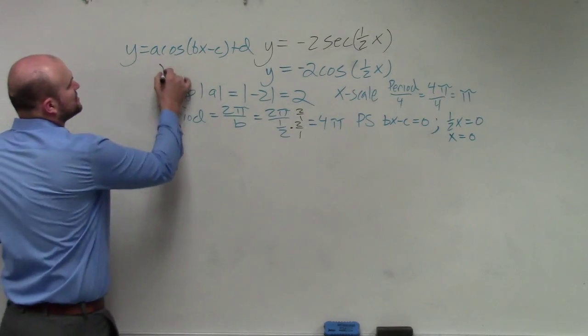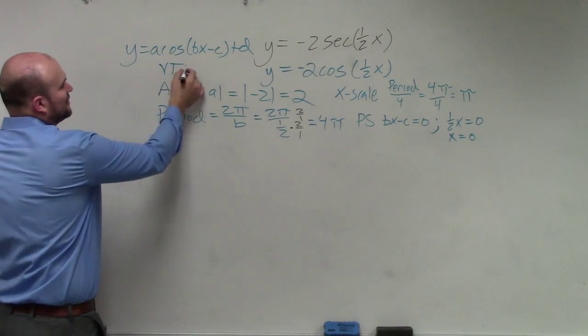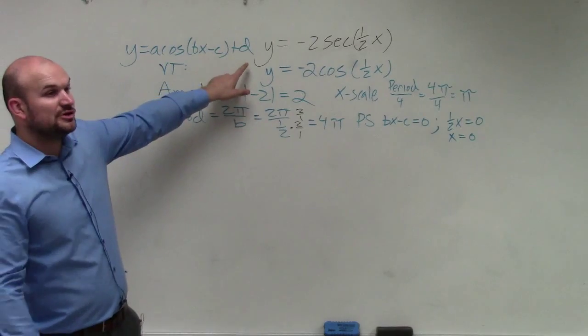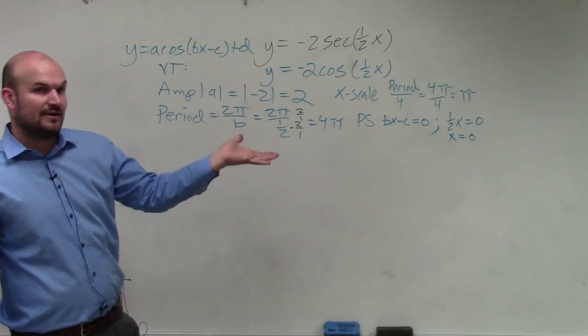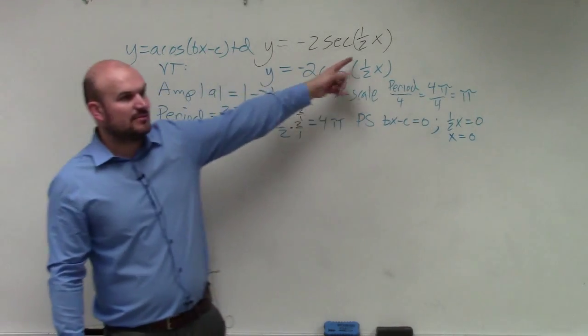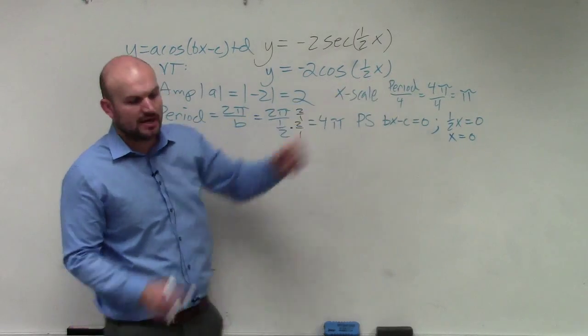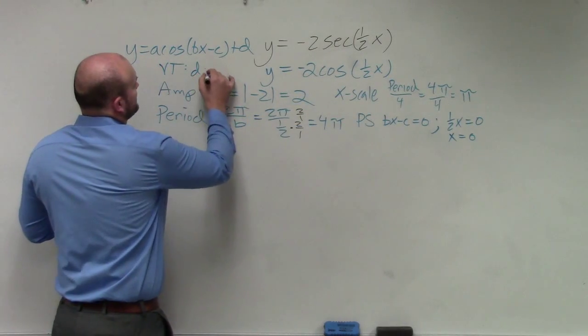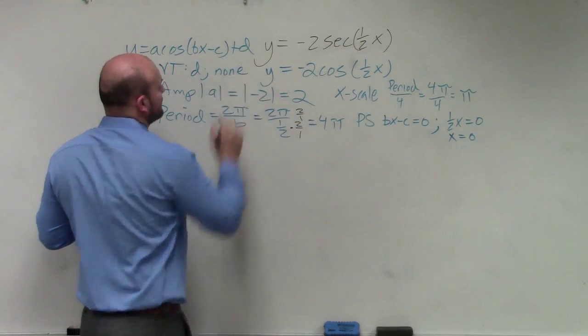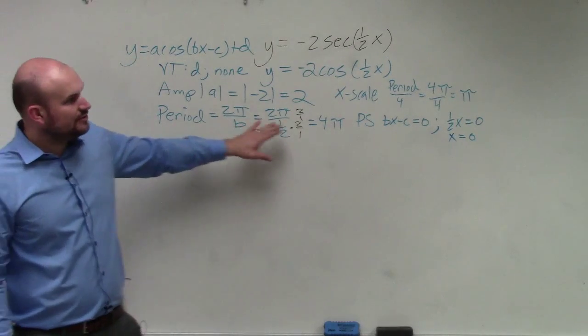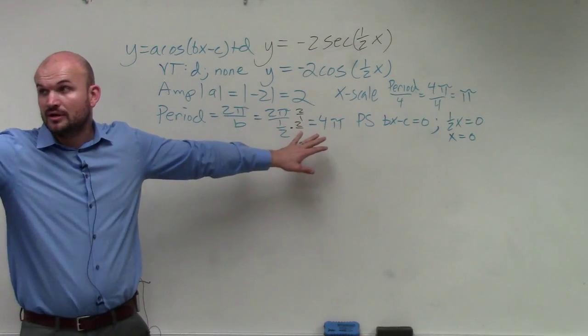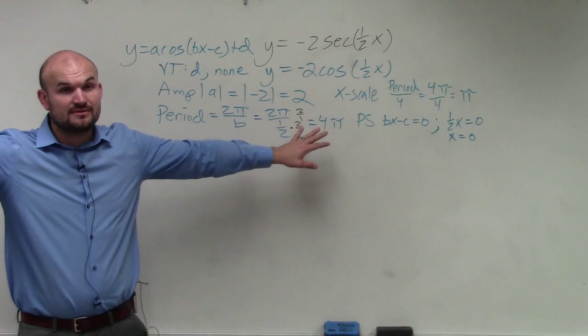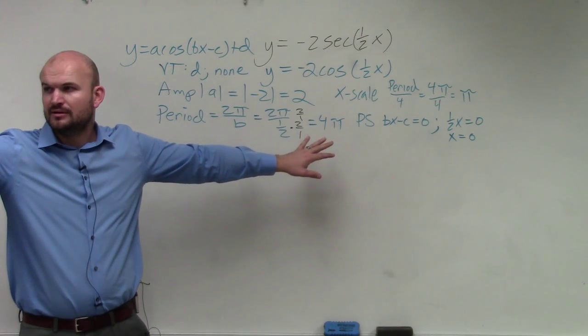And the last one, which is kind of like an afterthought, is the vertical translation. That's going to be your d. That's if it's graphing up or down. And do I have a d in this problem? Am I adding or subtracting anything? No. So this one is none in this example. Ladies and gentlemen, you need to know how to do this for the first homework we did in this class and the last homework that we did.